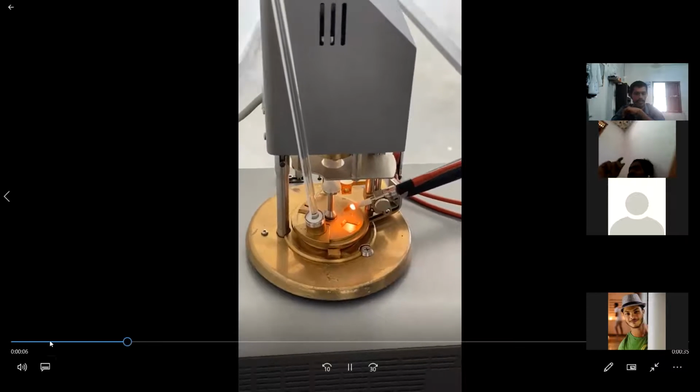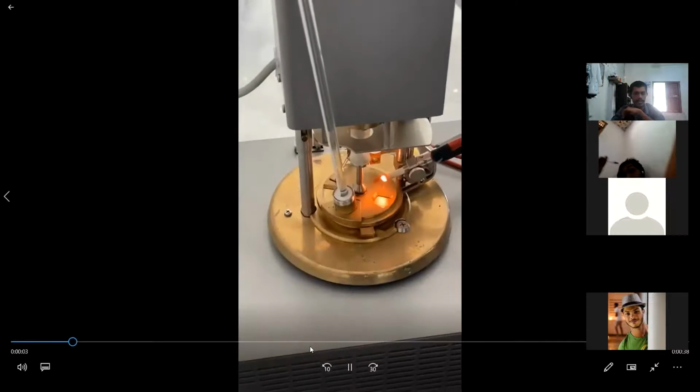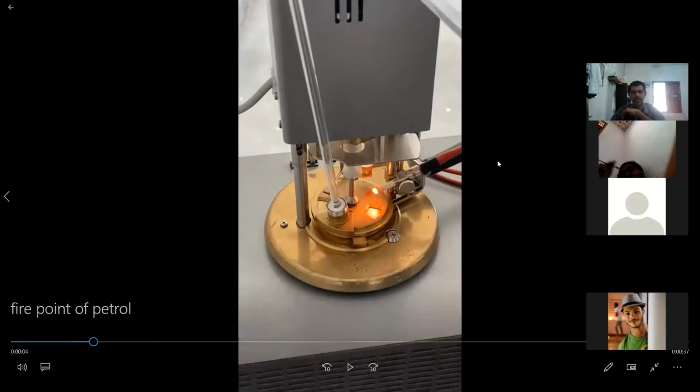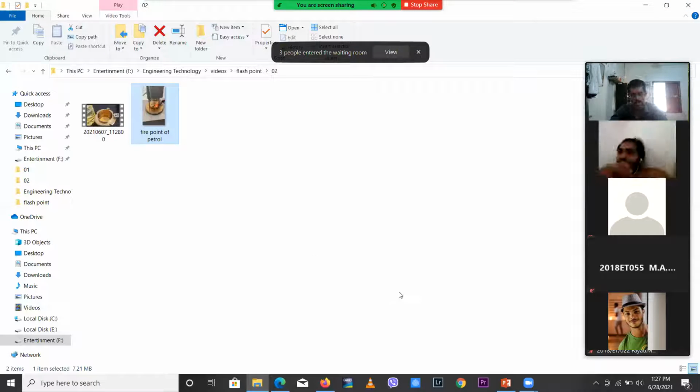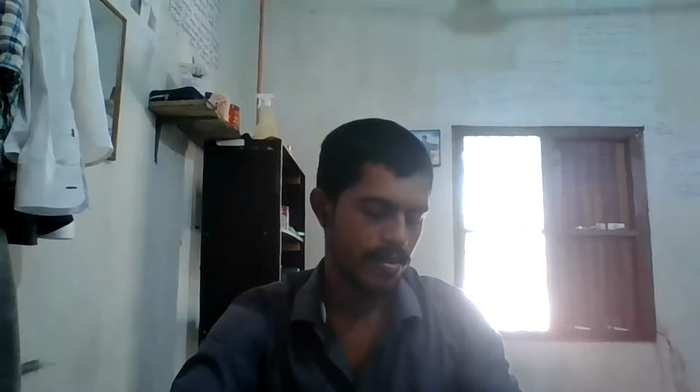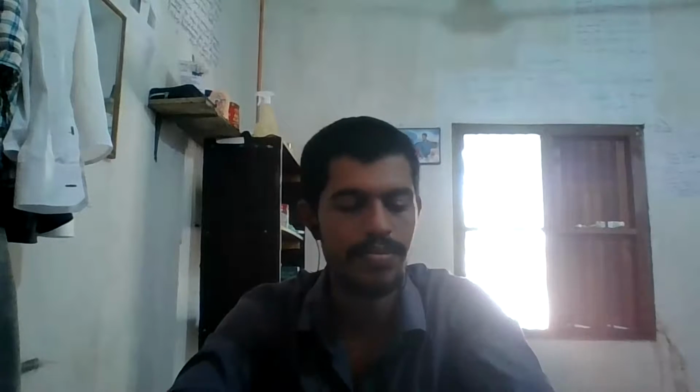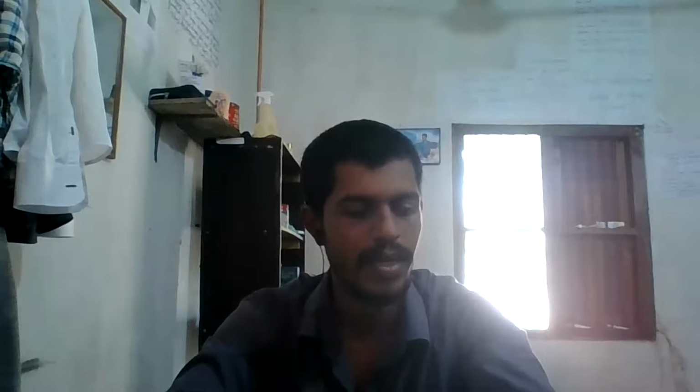Burning, right? You can see this. I think you all understood that it is already at the fire point, right? That is the thing. So we couldn't find out the flash point.